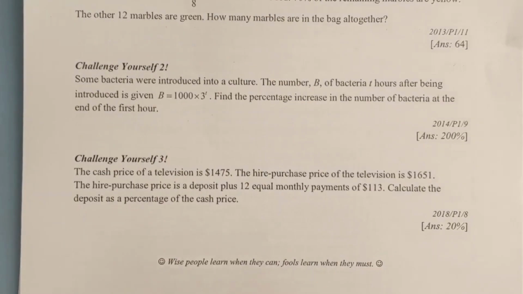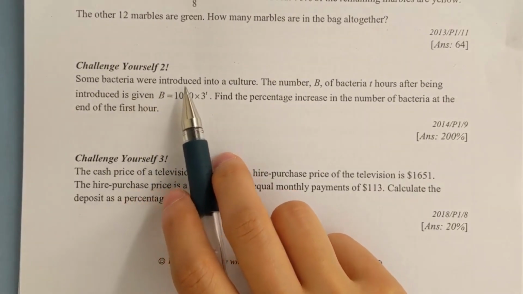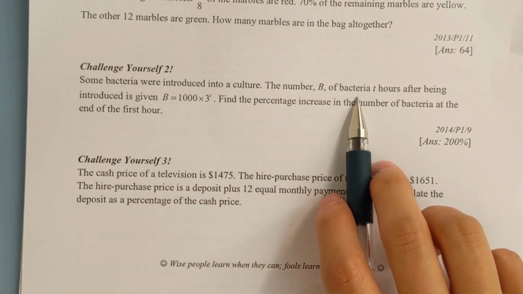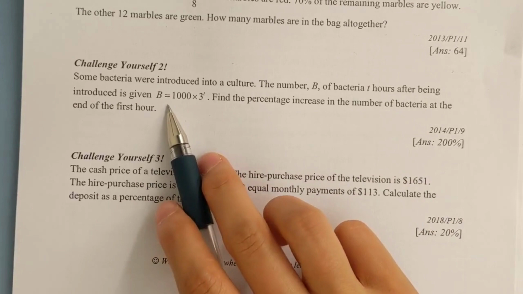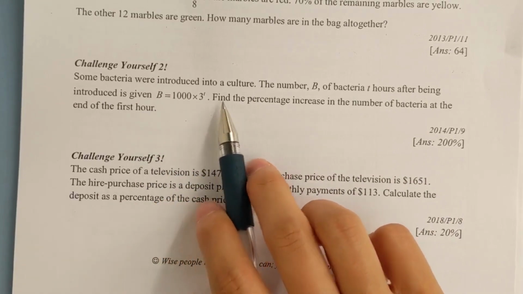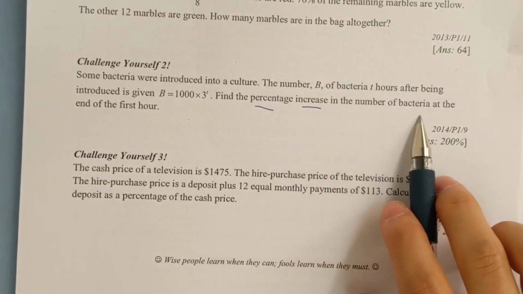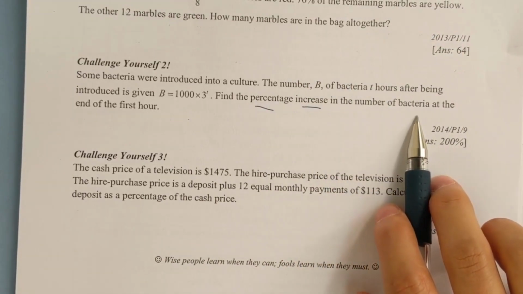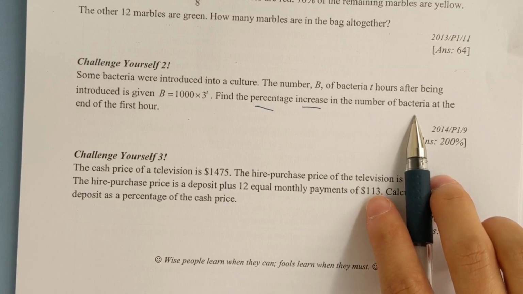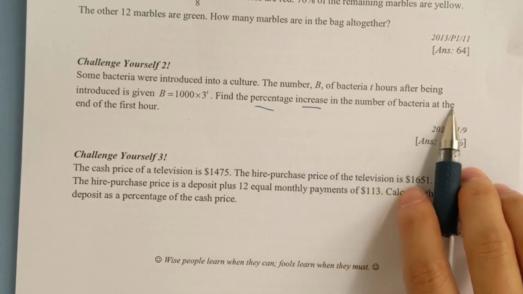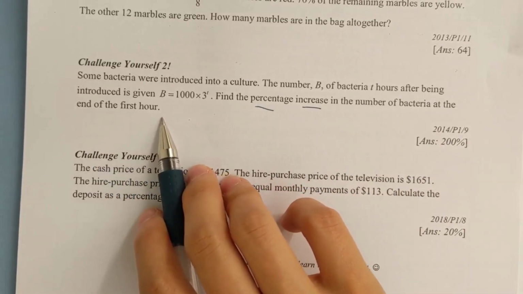Okay, we're starting on Challenge Yourself 2. Some bacteria were introduced into the culture. The number B, which is the bacteria, T hours after being introduced is given by this particular formula. Find the percentage increase. So to find the percentage increase in the number of bacteria, I must first find out how many bacteria there are at the start of the experiment, because they said to find the percentage increase in the number of bacteria at the end of the first hour.